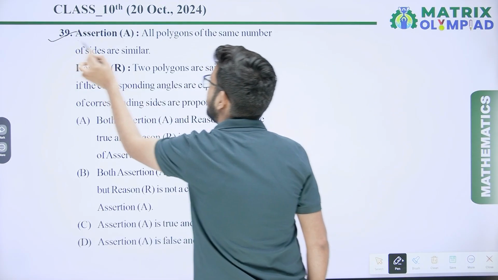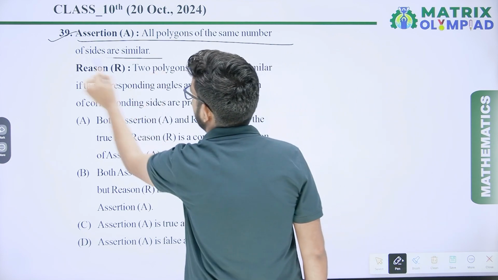Question number 39. All polygons of the same number of sides are similar.